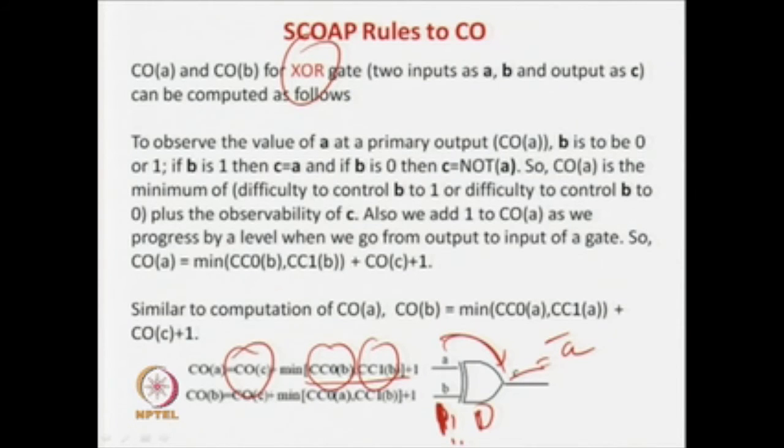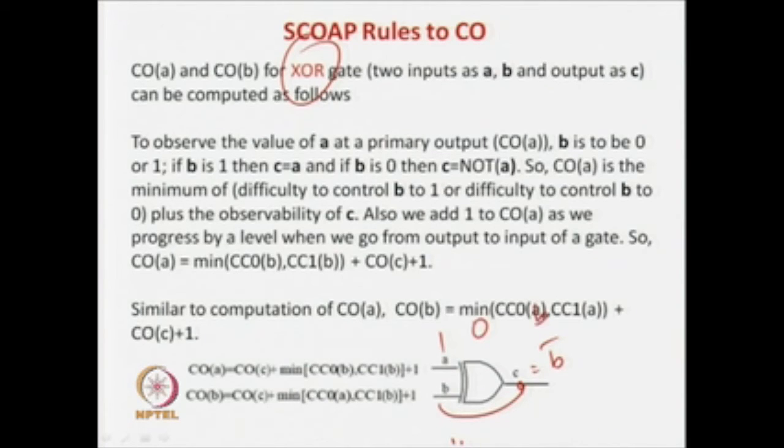So, the observability of C is to be there, and 1 for a level jump. This is how it is somewhat a bit tricky for the XOR gate compared to the other gates, observability and control both. Now, if you want to observe B at the output, similarly, if A is 1, then you get B prime. If A is equal to 0, then you get B. Okay. So, both of them are okay for us. If A is easier to make 1, you apply that. If A is easier to get to 0, you do that. So, minimum of controllability of A to 0 and A to 1. Okay. So, whatever may be the case, you do that.